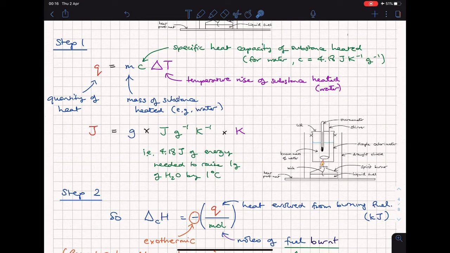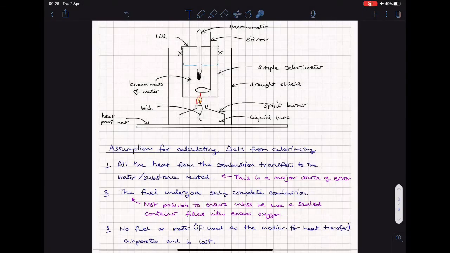So this value calculated from the equation of Q would be in joules. We normally have enthalpy of combustion in kilojoules per mole, so we need to convert this joules to kilojoules by dividing by 1,000, then divide by moles to give us the enthalpy of combustion in kilojoules per mole.